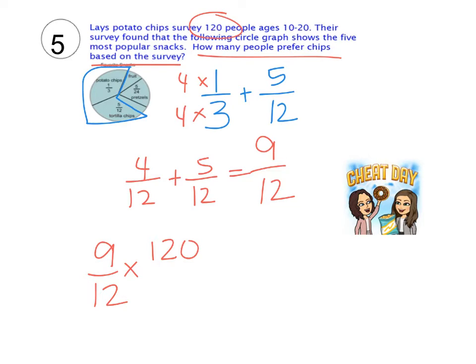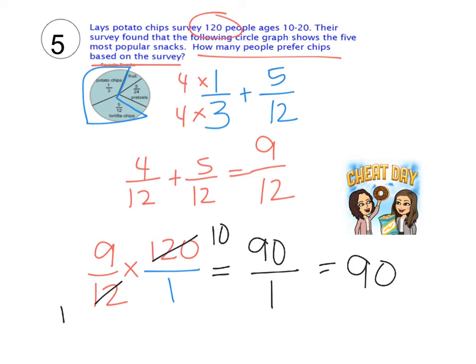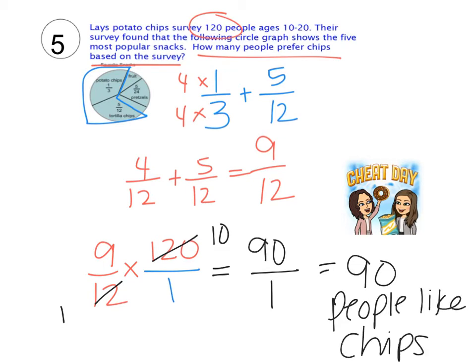So to do that, we need to put 120 over 1. We can actually cross simplify here to make it easy. You can see that 120 and 12, right? We can divide both of these numbers by 12 to make it smaller. So 120 divided by 12 would give me 10, and 12 divided by 12 would give me 1. So now I'm just multiplying 9 times 10, which is 90, and 1 times 1, which is 1, which simplifies to 90. So our answer here would be 90 people liked chips or preferred chips.